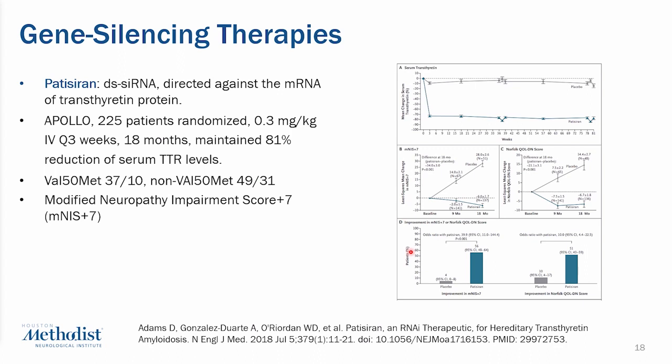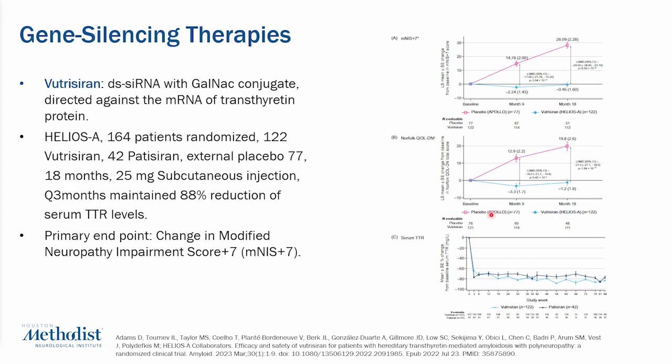And here the primary endpoint was the mNIS+7 score, and as we can see here, the serum TTR levels were way below, and then the mNIS+7 score levels along with the Norfolk quality of life questionnaire were better in the treatment group with patisiran compared with the placebo group.